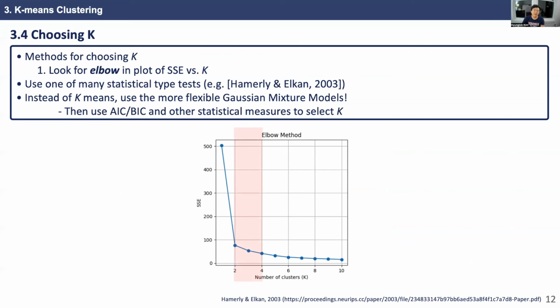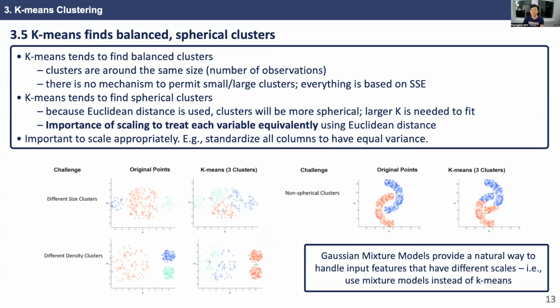As we have seen, to perform k-means clustering, we must decide how many clusters we expect in the data. The problem of selecting k is far from simple, actually. Thus, an alternative approach is to use the more flexible Gaussian mixture models and use AIC or BIC and other statistical measures to select k. We will learn this in a later slide.